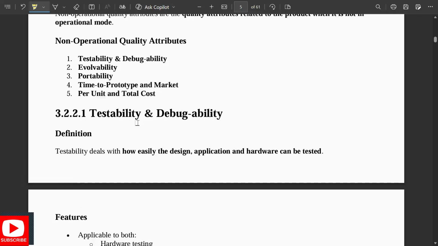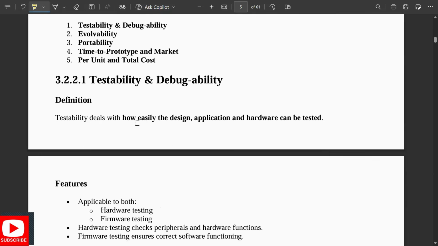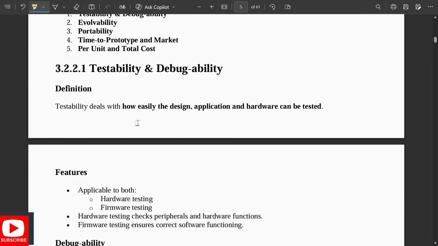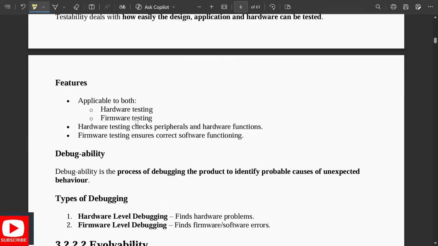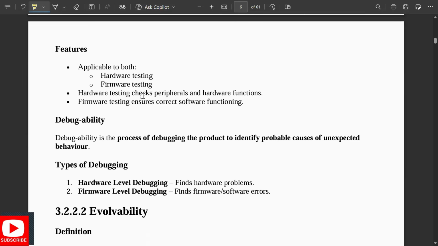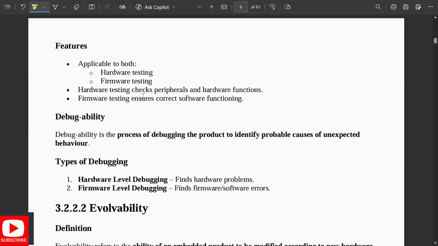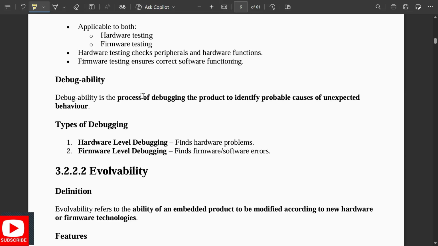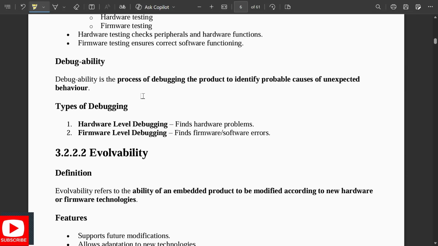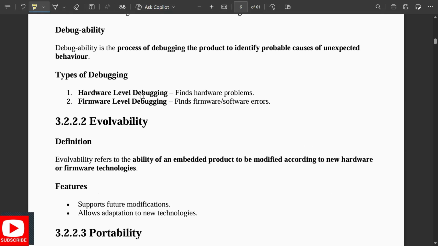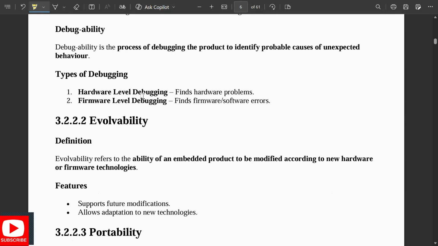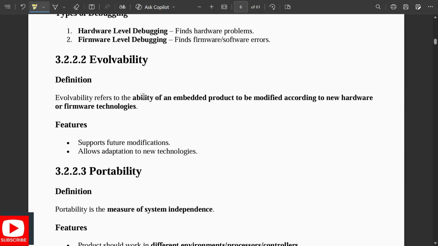Next is testability. It deals with how easily the design, application and hardware can be tested, applicable to both hardware testing and software testing. Hardware means peripherals and the hardware function; software means software functioning. Next is debug ability. It is the process of debugging the product to identify the probable cause of unexpected behavior. Again there are two types, hardware level and software level.